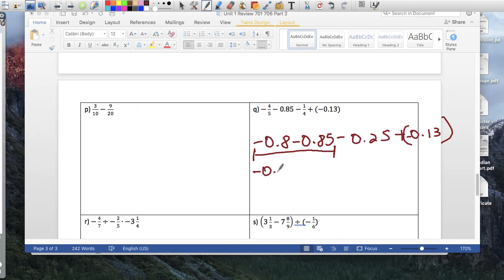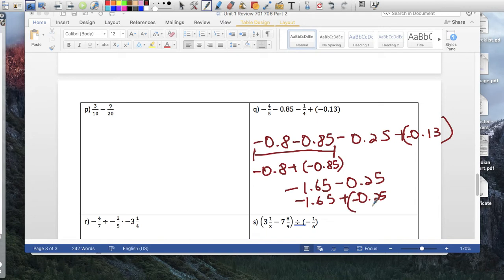Negative 0.8 plus negative 0.85. They're both going to be negative, and 0.8 plus 0.85 is 1.65. Minus 0.25. So again, we change this to addition. You get plus negative 0.25. All right, so again, a negative and a negative is going to be a negative, and 1.65 plus 0.25 is the same thing as 1.90.